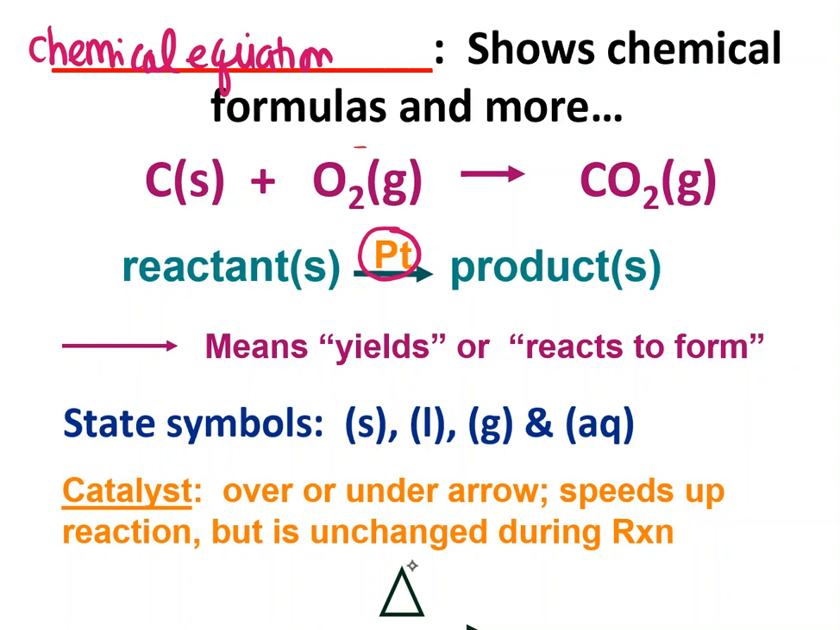On the arrow also, sometimes we have this triangle. If you see the triangle, it means heat. It means you add heat for that reaction. It can be above or below the arrow. A lot of reactions will react, but very, very slowly unless you heat them to get them started. We also have state symbols. The S means solid, L for liquid, G for gas, and then AQ is for aqueous, which means that it's dissolved in water.